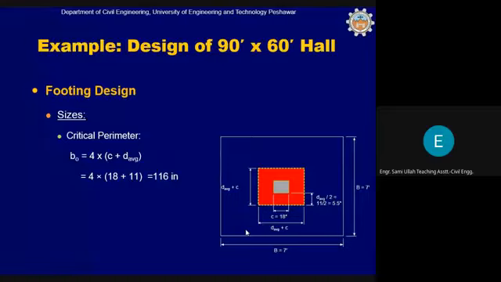So for punching shear, you know that this critical parameter is calculated. The critical parameter is this yellow line, the yellow perimeter. If the column size is C and this part is D by 2 and D by 2, then the length of one yellow side will be equal to C plus D average. There will be C plus D, C plus D, C plus D, C plus D. It will be 4 into C plus D. We know that the column size is 18 inch and the average effective depth of the footing is 11 inch. So 4 into 18 plus 11 is 116 inch.